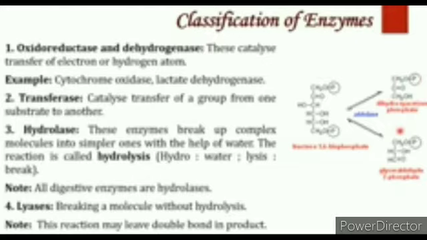Now the important point, classification of the enzymes. The first enzyme class is oxidoreductase, including dehydrogenase. These catalyze transfer of electrons or hydrogen atoms. Example, cytochrome. Second, transferase, which catalyzes transfer of a group from one substrate to another.